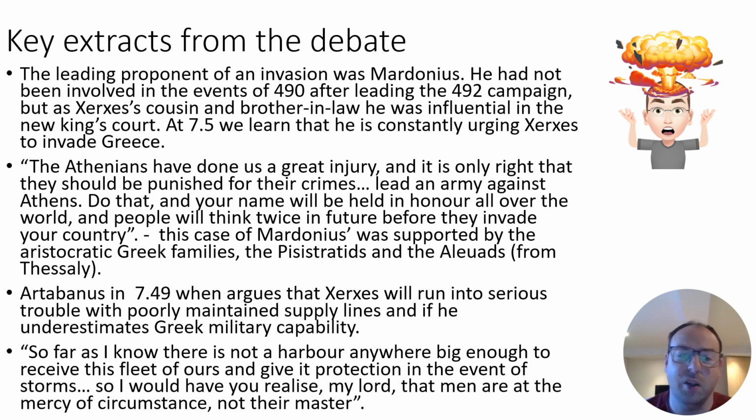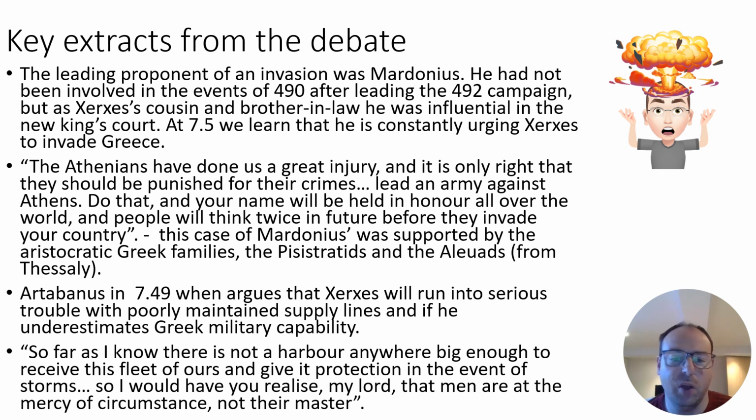Artabanus then argues that Xerxes will run into serious trouble with poorly maintained supply lines if he underestimates Greek military capability. So this might just be a warning about how strong Greece is. But what he says, "So far as I know, there is not a harbour anywhere big enough to receive this fleet of yours and give it protection in the event of storms."